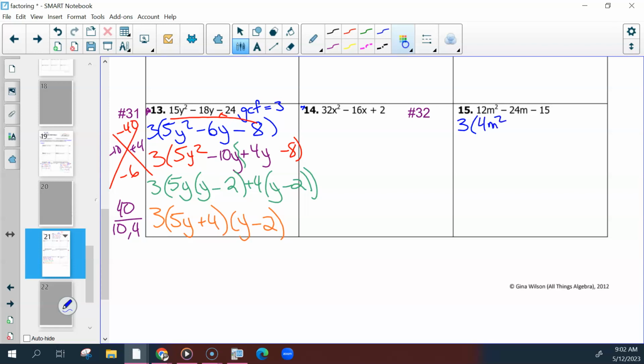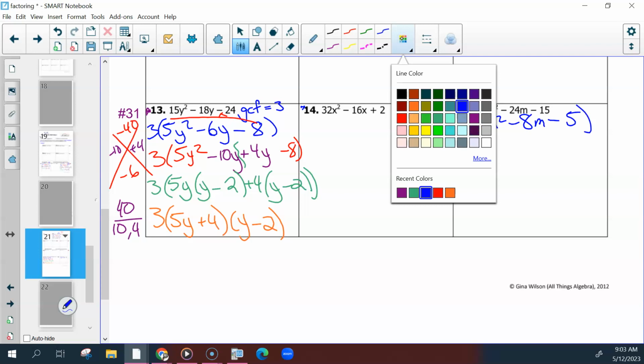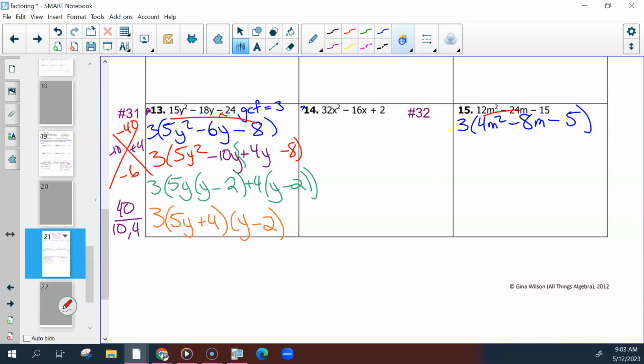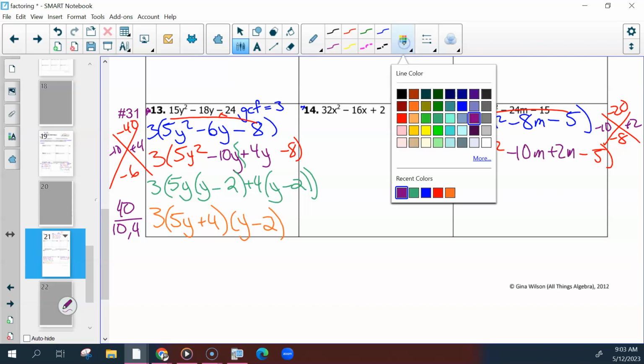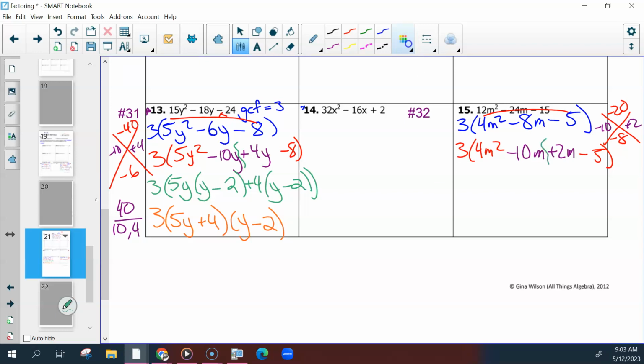4m squared minus 8m minus... multiply 4 and negative 5. You're looking for two numbers that multiply to be negative 20, but add or subtract to be negative 8. Which will be negative. So rewrite this into 4 terms. Keep bringing down that 3. Split it down the middle. Keep bringing down that 3.